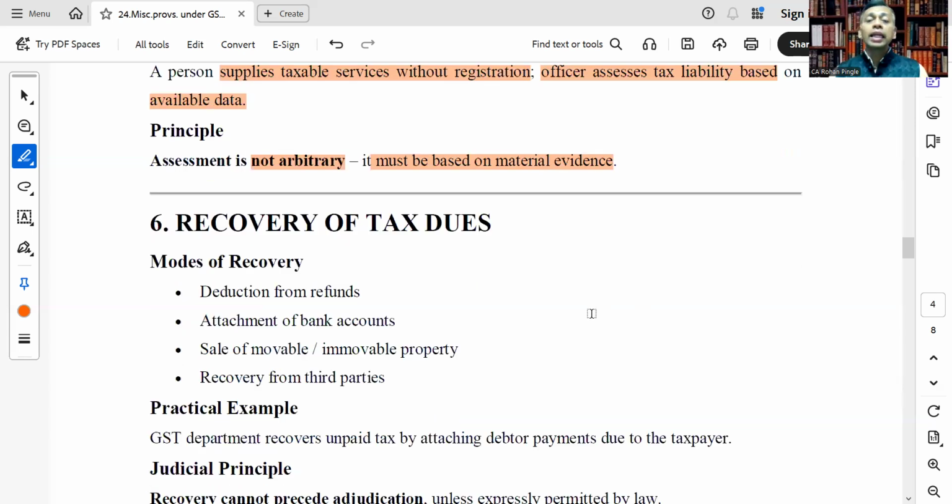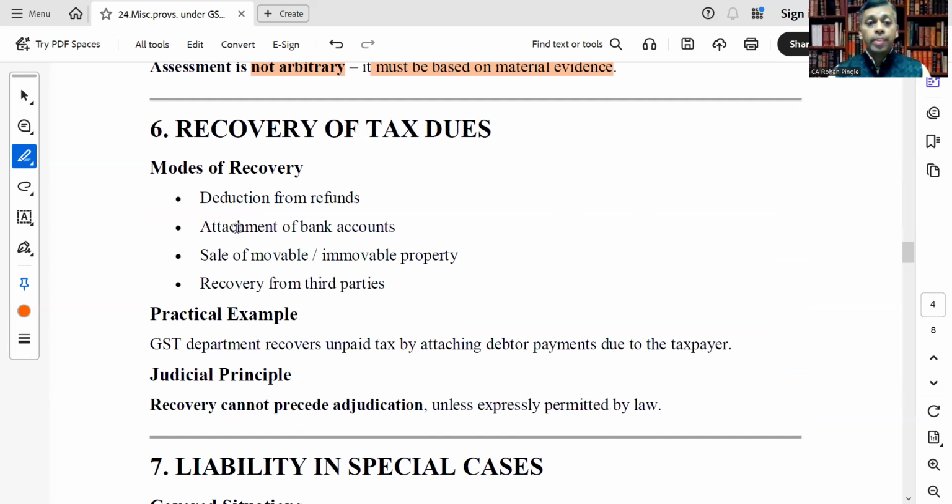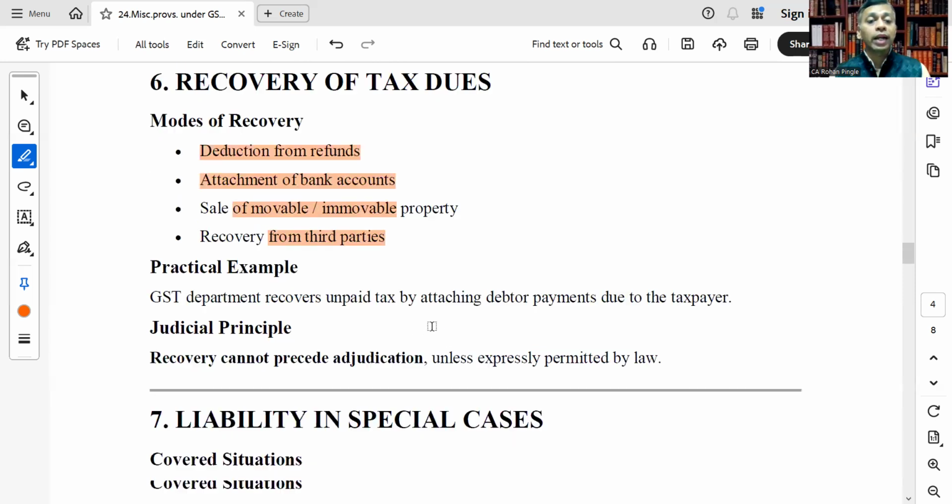Next, recovery of tax dues. What are the modes of recovery? Deduction from refunds, attachment of bank accounts, sale of movable or immovable property, and recovery from third parties. These are the recovery ways available to the department or government. So let's understand from a practical example.